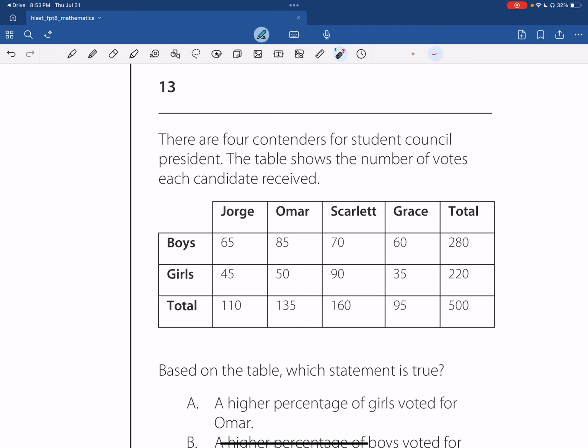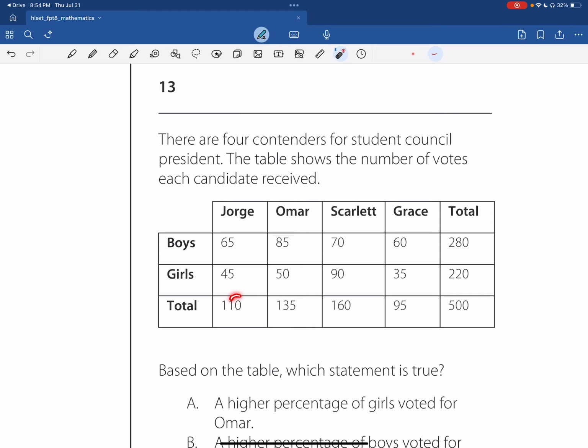So we can tell that 65 boys voted for Jorge. 85 boys voted for Omar. 50 girls voted for Omar. 35 girls voted for Grace. And then they had given us the totals. So there were 280 boys who voted, 220 girls. That's a total of 500 kids.